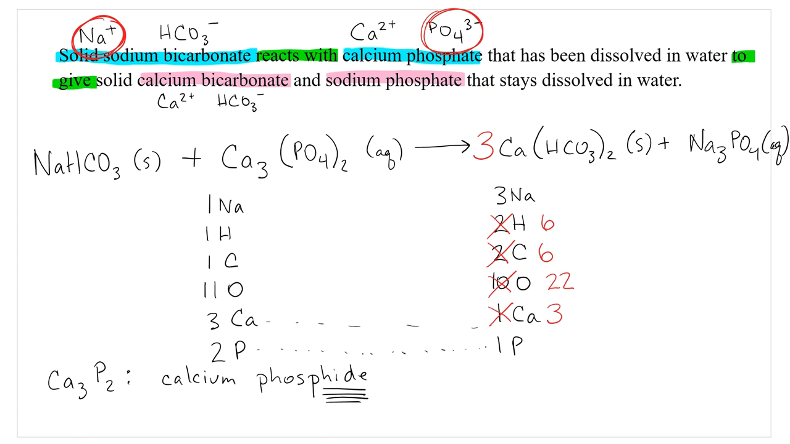So I have 2 phosphoruses in. I have 1 phosphorus out. So I'm going to put a coefficient in front of the sodium phosphates. What coefficient do I put in front of the sodium phosphates? 2. That's going to change the atom inventory of sodium, phosphorus, and oxygen.